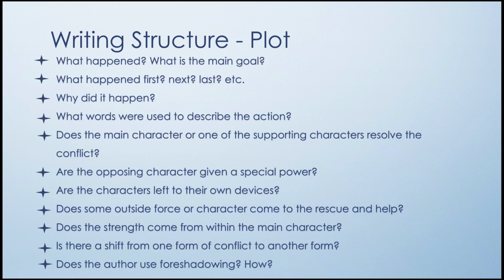Writing structure: plot. What happened? What is the main goal? What happened first, next, last, etc.? Why did it happen? What words were used to describe the action? Does the main character or one of the supporting characters resolve the conflict? Are the opposing characters given a special power? Are the characters left to their own devices? Does some outside force or character come to the rescue and help? Does the strength come from within the main character? Is there a shift from one form of conflict to another form? Does the author use foreshadowing?